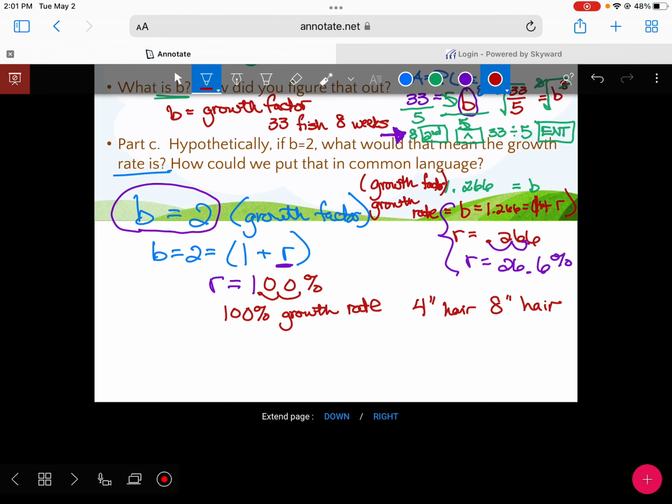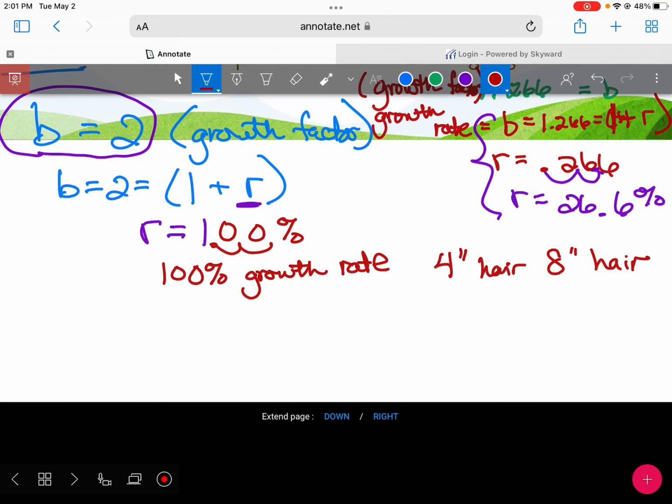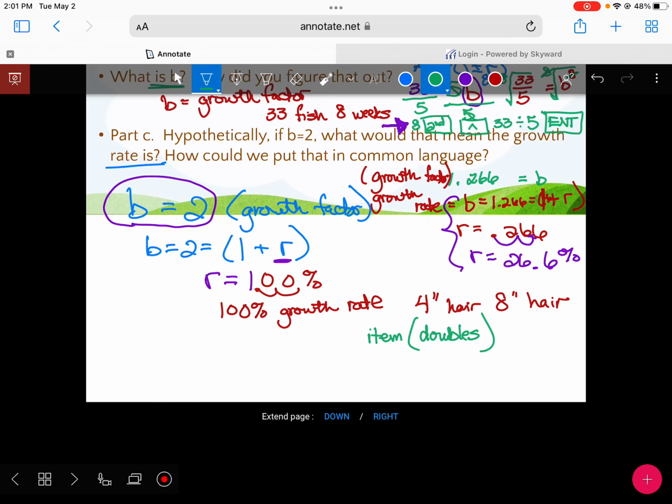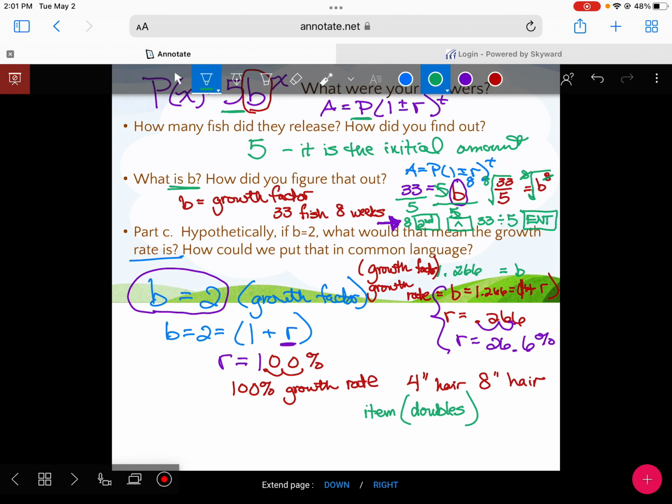What does that mean? What happened in common language? If you have a 100% growth rate, that means that your item is going to double. The item doubles. Okay? The growth rate is 100%. The factor is 2. All right. Any questions on that?